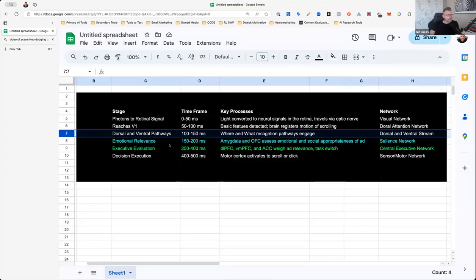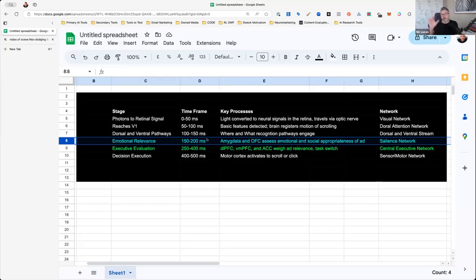And I won't go into the network of what it is, but here, especially, you've got the amygdala and what's called your orbitofrontal cortex assessing the emotional and social appropriateness of the ad. It's happening in this 150 to 200 millisecond range. That's only 50 milliseconds. This is where the person is either saying, I'm going to click see more, or I'm going to keep scrolling. This is where that assessment is made. And they're not consciously making it, it's happening to them. It's in that 50 milliseconds. This is where all those social rules of engagement apply.